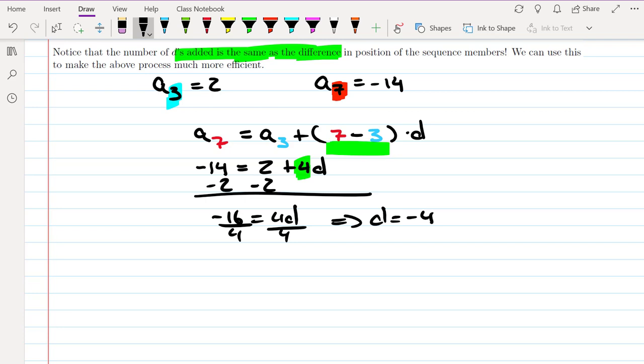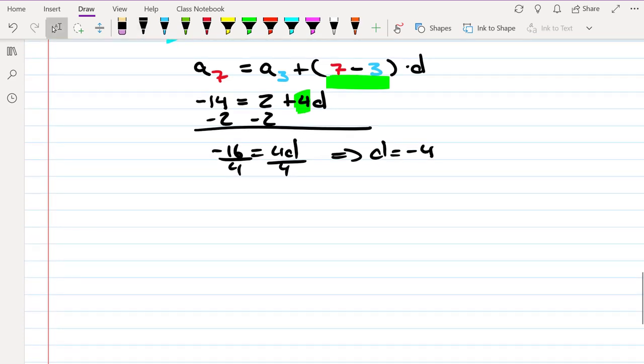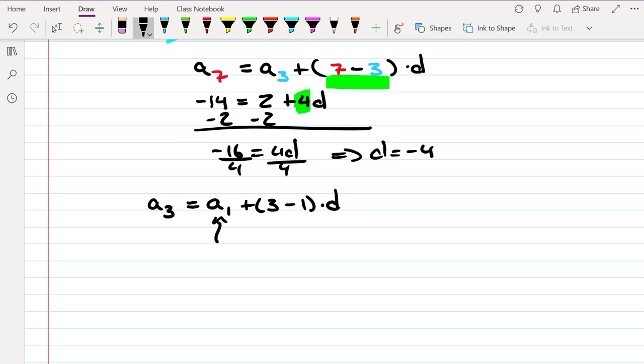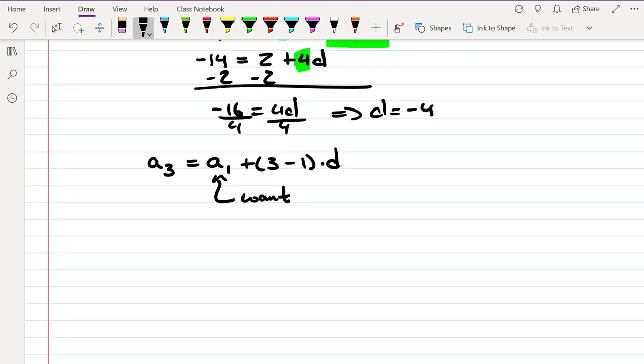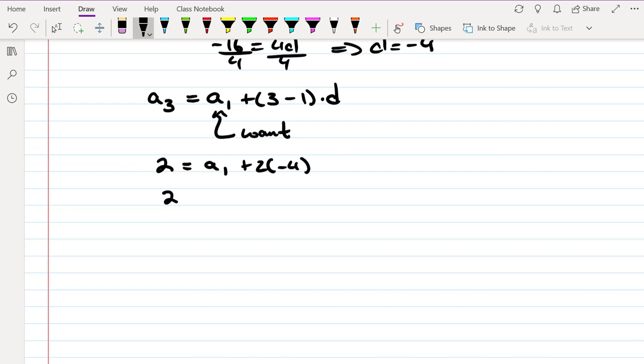So then we could use the same thing to help us determine what a1 was. So using our general form of the equation, we have a3 is equal to a1 plus 3 minus 1 times d, where a1 is what we want. We need the first term. And we know the rest of these because we've either solved for them or they were given. So a sub 3 was 2, a1 is what we wanted, 3 minus 1 is 2, and d was negative 4. So 2 equals a1, take away 8, and we add 8, and we get 10 is equal to a1.